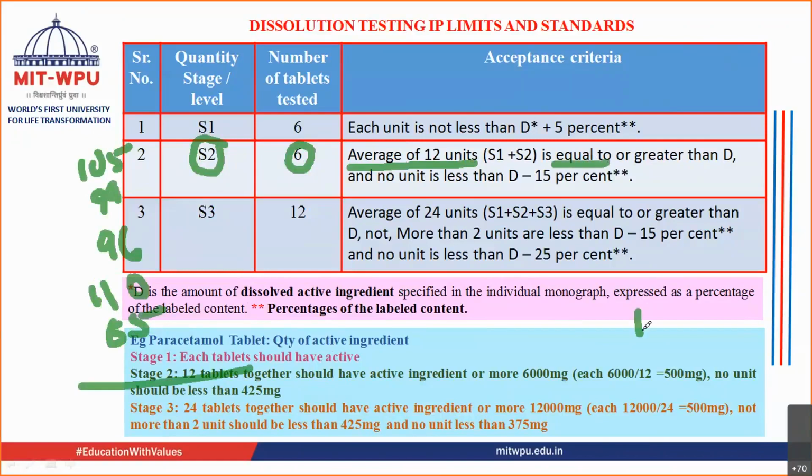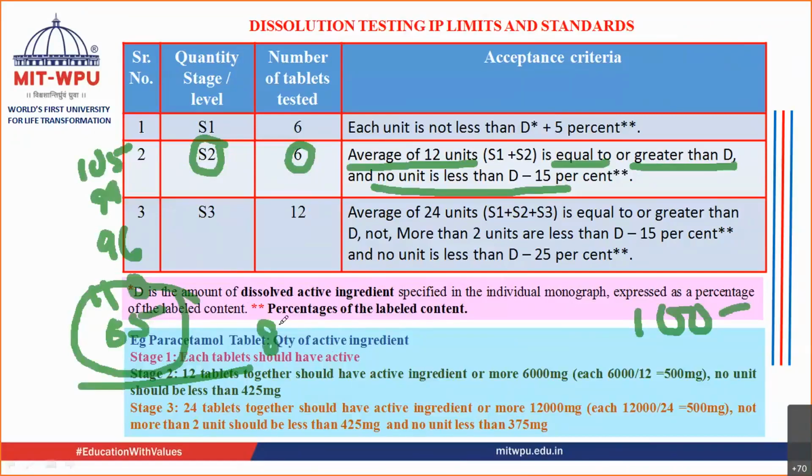What is the label content? The label content is 100 milligram, as I told you. The average of the 12 units should be equal to or greater than D. So it should be 100 or greater than that. But not a single unit should be less than D minus 15%. Not a single unit should be less than D minus 15. If something has 84, then it fails.